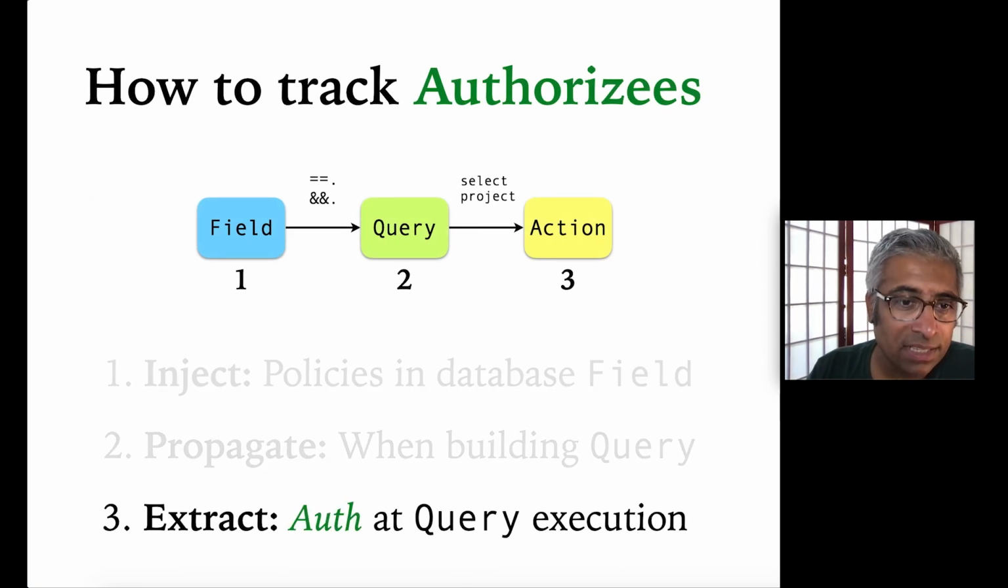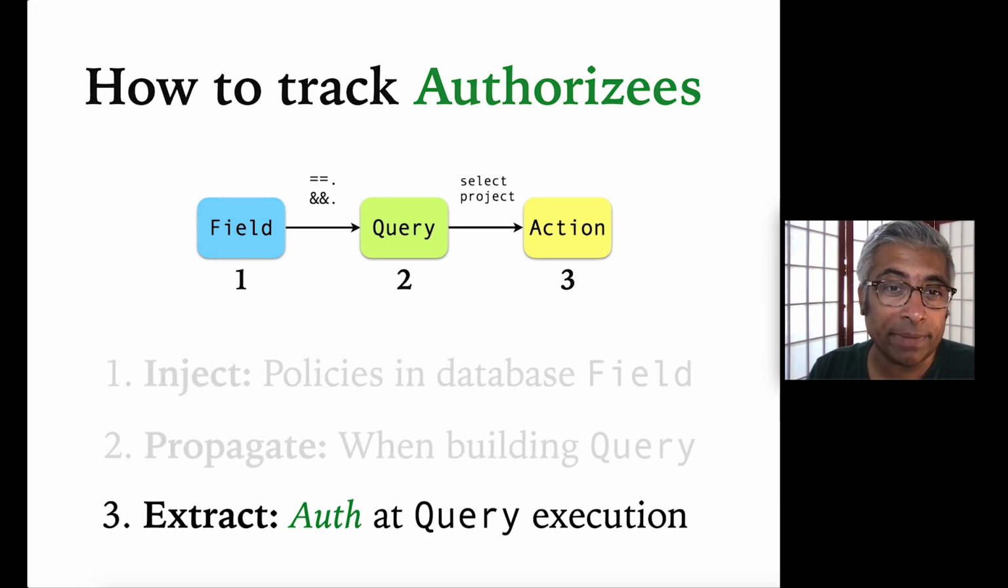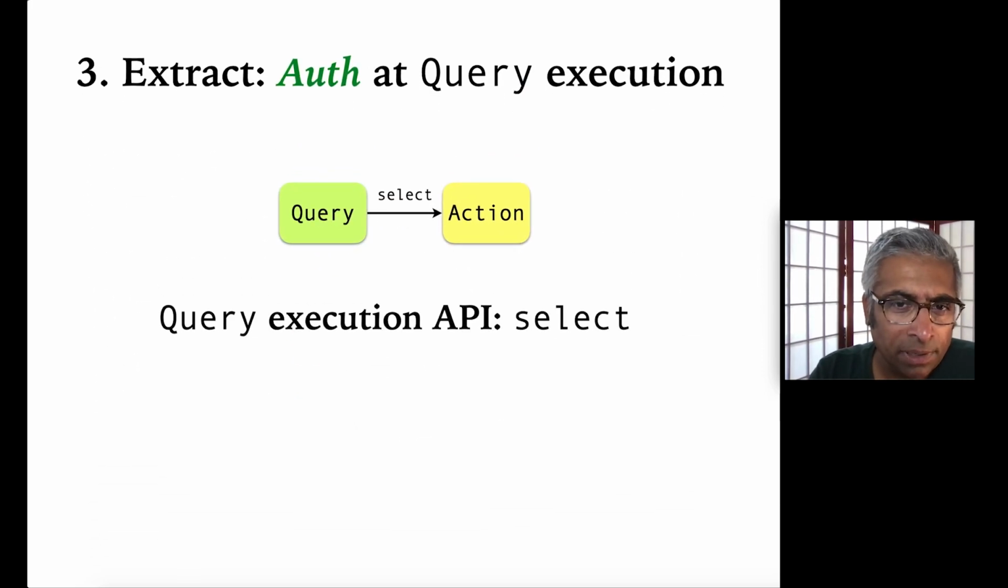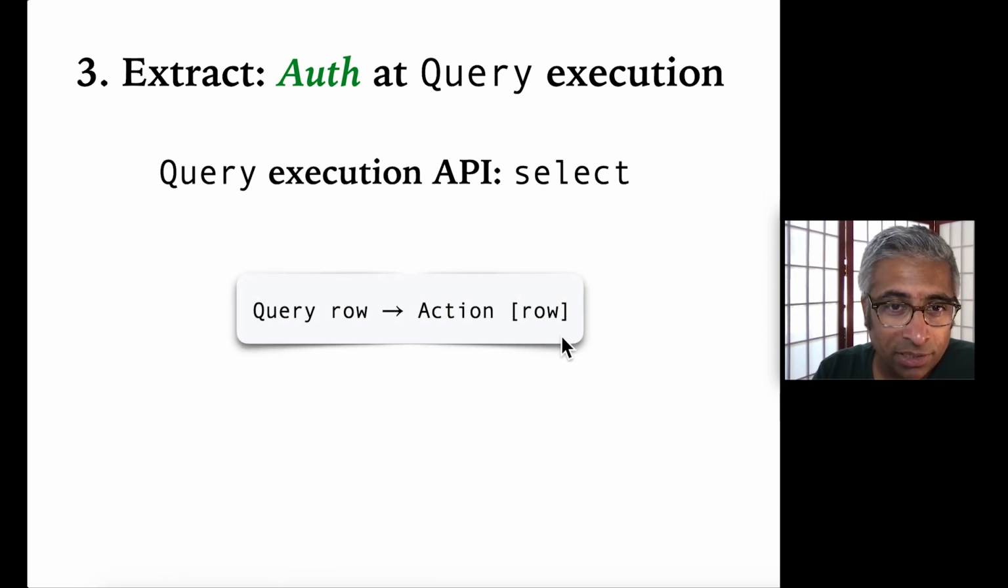The last piece is the extract function. So how do we actually extract the policies from the queries to determine the authorizees of the particular database action? For example, let's look at the select operator that takes a query and returns an action, where the action yields the list of rows that match that particular database query.